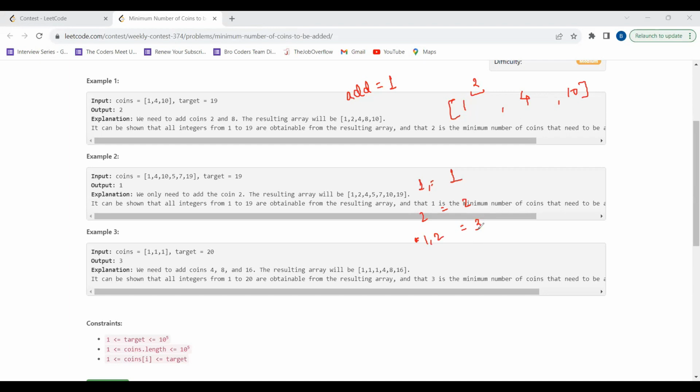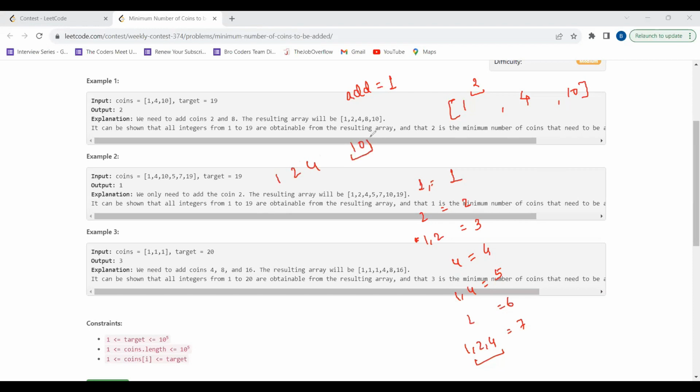Now, can we form sum 4? Yeah, that also we can form. Can we form sum 5? 6? Yes. 7? Yes. Up to 7 we can form. Can we form sum 8? No, we can't form sum 8 because till now we have 1, 2, 4, and 10 in our array.